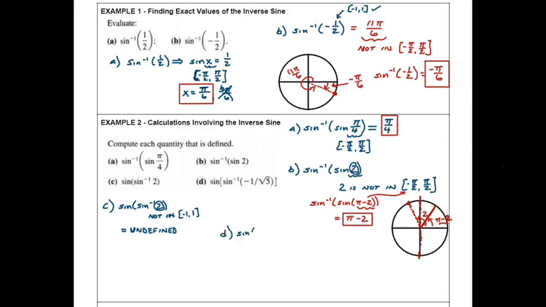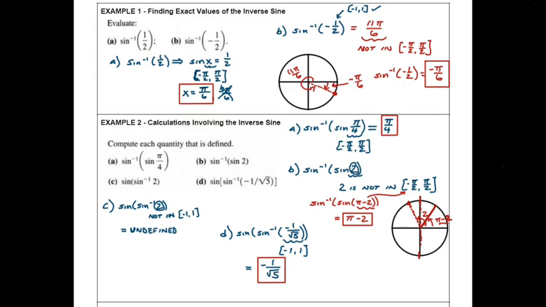And then if you look at D, sine of sine inverse of negative 1 over root 5, what I have to consider here is whether negative 1 over root 5 is in my domain of sine inverse. And again, my domain of sine inverse is negative 1 to 1. So is negative 1 over root 5 between negative 1 and 1? It is, which means sine of sine inverse of that value would just be that value.